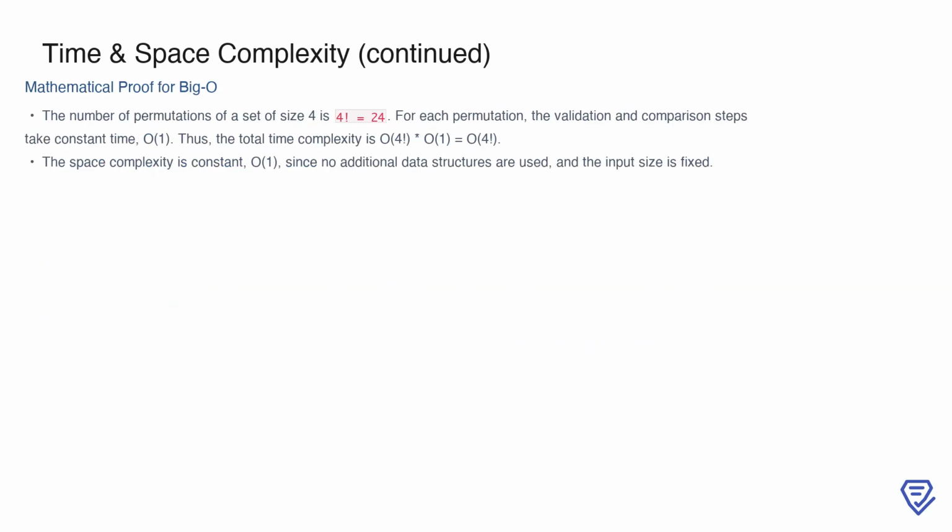To solidify our understanding, let's briefly summarize the mathematical reasoning behind the big O notation. The number of permutations for a set of size 4 is 4!, which equals 24. For each permutation, the validation and comparison steps take constant time, or O(1). When we multiply the two components, the total time complexity is O(4!) * O(1), which simplifies to O(4!). As for space complexity, since no additional data structures are used and the input size is fixed at 4 elements, the space complexity is constant, or O(1). This balance of time and space efficiency makes the solution well suited for this problem.